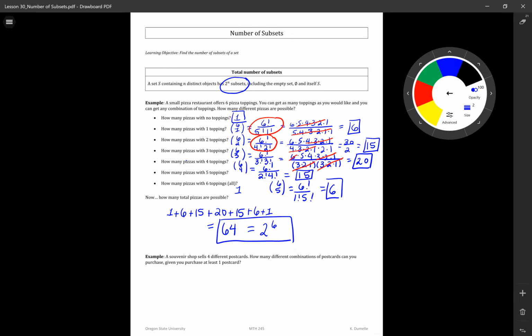All right. In the next example, a souvenir shop sells 4 different postcards. How many different combinations of postcards can I purchase, given that I purchase at least 1 postcard? So we could go through this kind of pizza example again. What if I choose 1, 2, 3, or 4 different postcards? But I could also just use my theorem. So how many different combinations of postcards can I purchase? Well, I know that I have 4 total. So the number of combinations is simply 2 to the power of 4, which is equal to 16 different combinations.